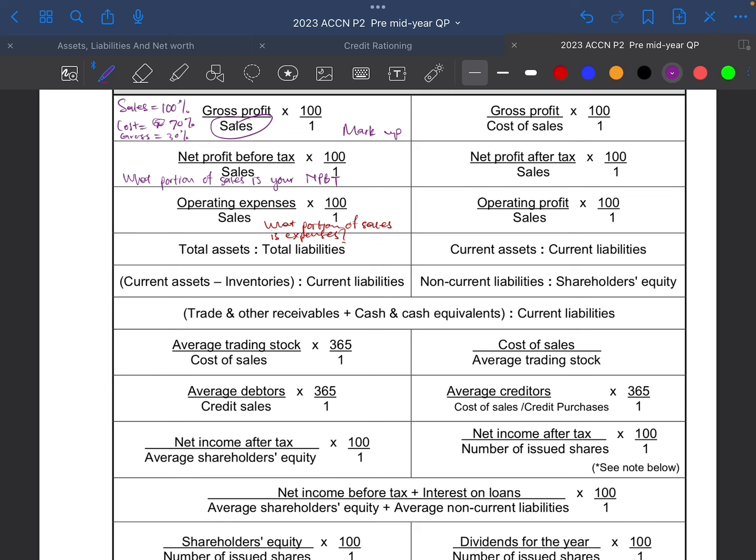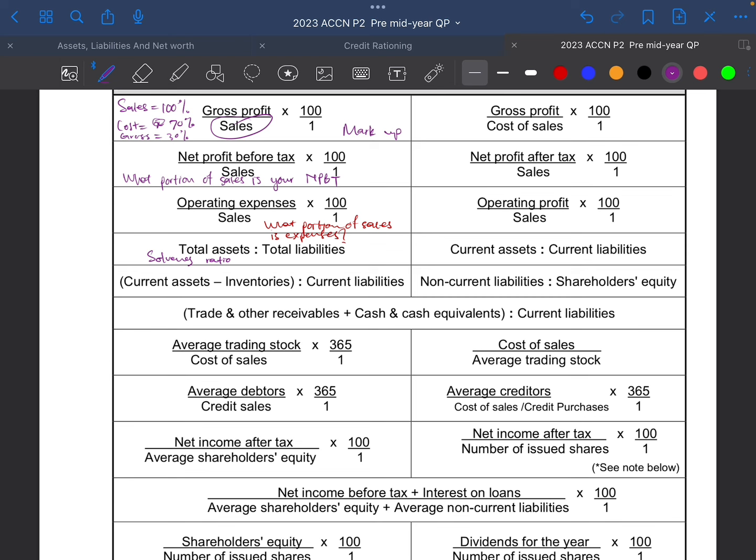Okay, so now total assets to total liabilities. This is what we call the solvency ratio. This one tests the ability of a business to pay its long-term and short-term liabilities in comparison to all the assets of the business, which are your current and non-current assets. So that's your solvency ratio.